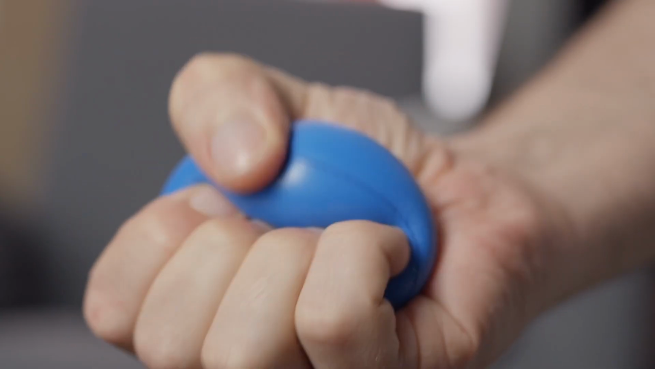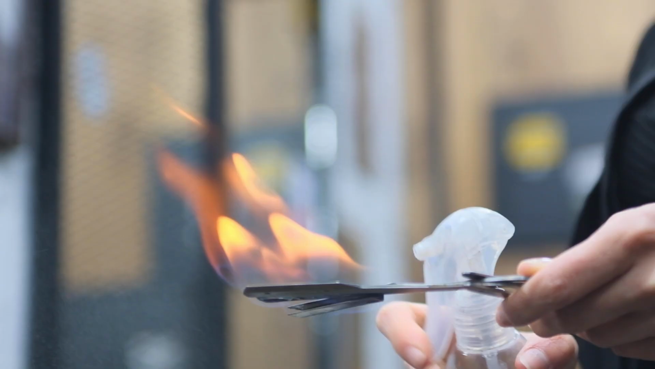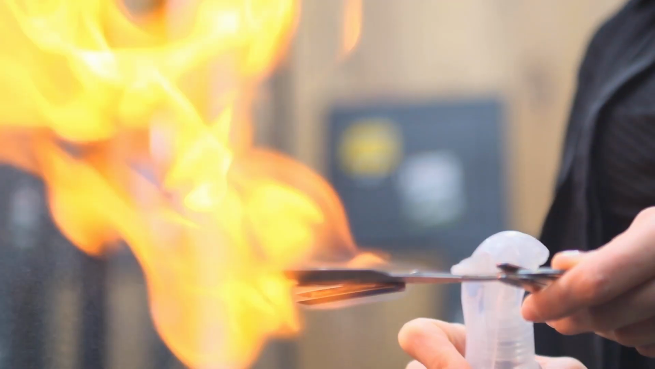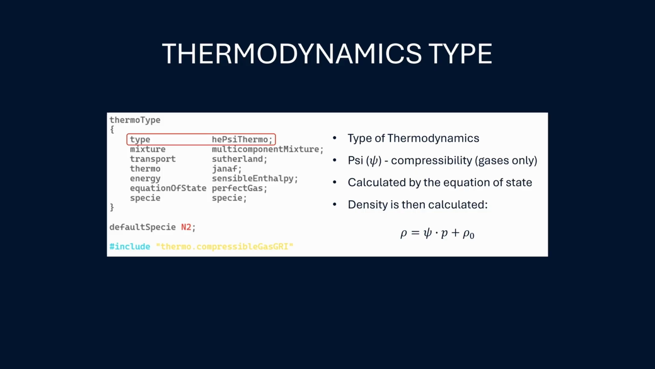Liquids are nearly incompressible, while rho thermo conceptually emphasizes density. HE psi thermo is the more robust and standard choice for gas phase thermodynamics. This model handles air, oxidizer, fuel after it evaporates and becomes part of the gas mixture, and the products of combustion. For liquid combustion, it is advisable to use a Lagrangian framework for liquid droplets and then compute the Eulerian framework of the gas phase using HE psi thermo anyway.